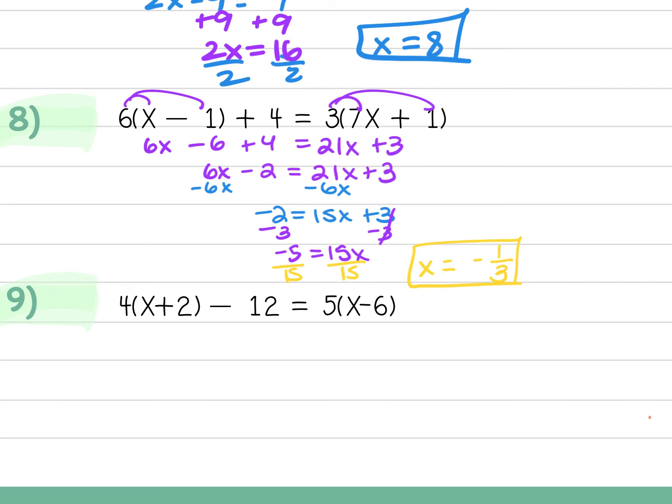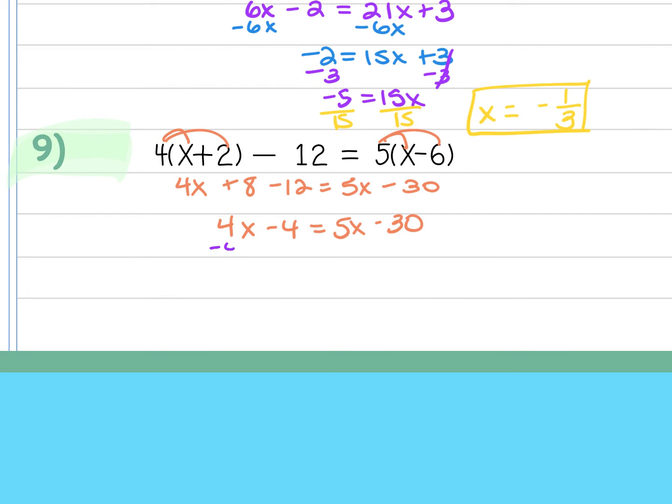Number 9, I'm also going to distribute, so 4x plus 8 minus 12 equals distribute 5x minus 30. Combine the like terms on the left-hand side. Subtract the 4x. Add the 30. And x equals 26. Still good? Yeah?